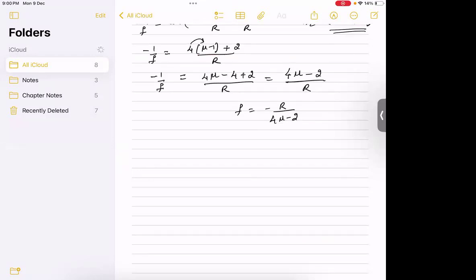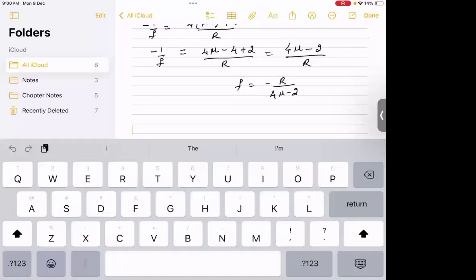So these are some problems based on lenses and the combination of lenses, students. Please refer to this. If you have any doubt, let me clarify that in the next session, students. Is it fine? Yes, sir.